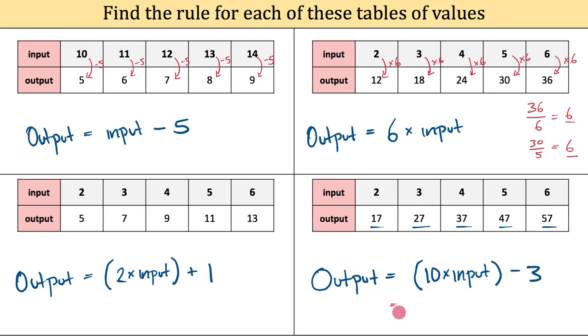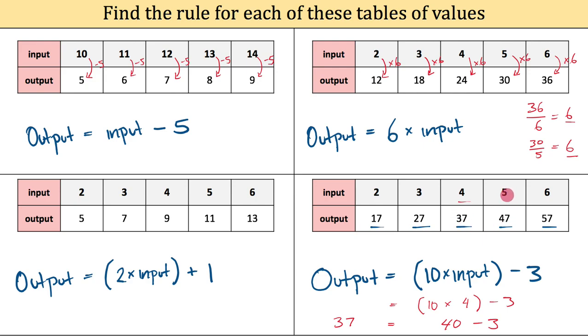Okay. So let's see if this works for one. Let's put in 4. So if I put 4 into this rule here, I'm going to get 10 times 4 minus 3. Well, what's 10 times 4? 10 times 4 is 40. Then I'm going to subtract 3 from that. What is 40 minus 3? It's 37. And that's exactly what we see there.